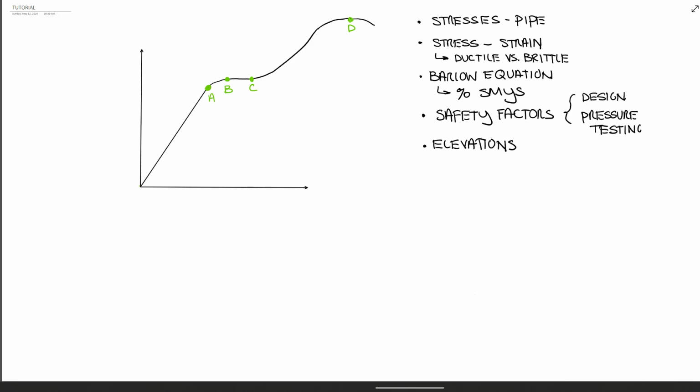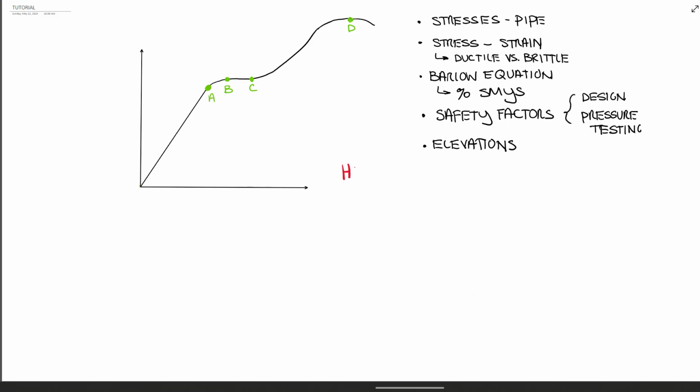So, a few things I wanted to go over. Number one, stresses in pipe, just briefly. Number two, we'll go over stress and strain, that diagram to the left, what you're looking at, and talk about ductile versus brittle. Then the Barlow equation, and how to calculate percent of SMYS, and then safety factors and maybe elevations if I can get to it. It's not too long of a video. So, okay, let's start off with the stresses in pipe.